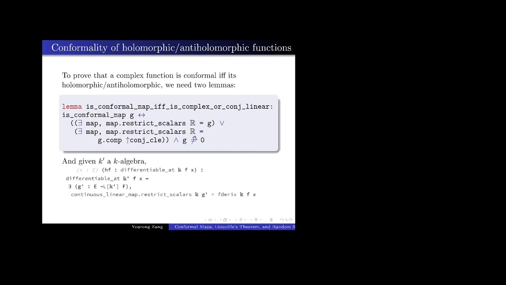And second, we need some differentiability over different fields. Given K prime and K algebra, a K differentiable map is K prime differentiable if there's some K prime continuous linear map such that its differential is that. When we put these two theorems together, we get the conformality of holomorphic or anti-holomorphic functions. These are pretty elementary facts, but it's actually easier to prove in this style than using the inner product or Jacobian things that we use in standard math.